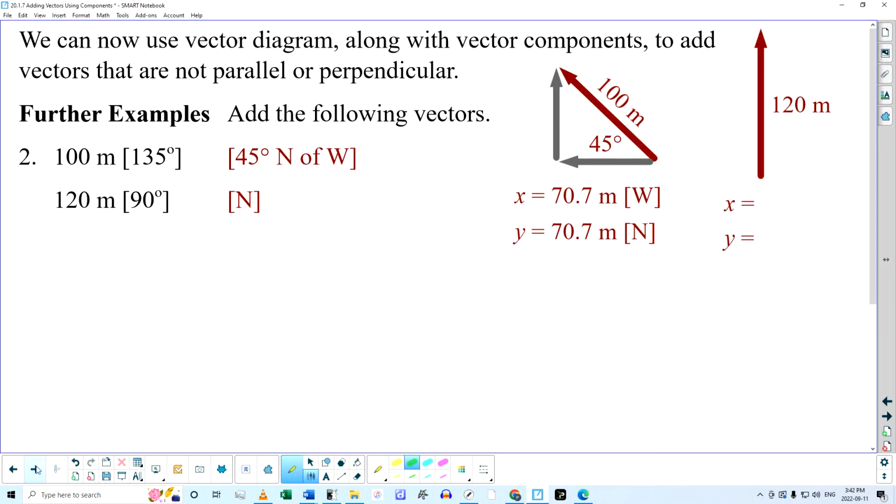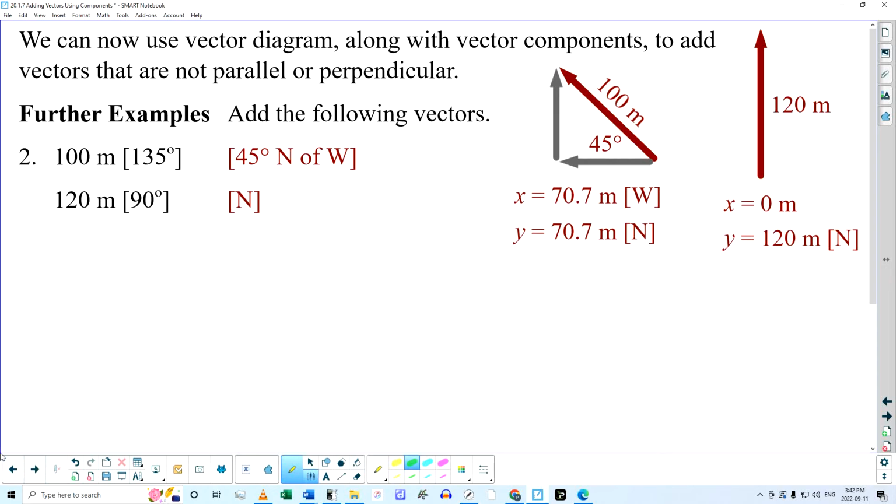Now, what do we do about the 120 meters north? Well, since it's exactly north, all 120 meters of that is the vertical component, and there is no horizontal component. This vector, when you're looking at the 120 meter vector, the arrow, that arrow doesn't lean towards the east or lean towards the west. There is no east-west to it.